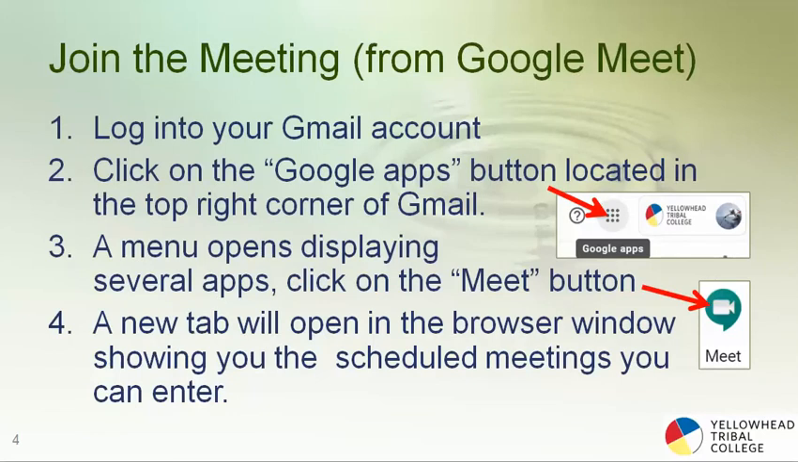To join a meeting from Google Meet itself, first, log into your Gmail account. Look in the top right corner for the Google Apps button and click on the button. Once the menu opens, look for the Meet icon and click on this button. A new tab will open, and in it you will see all the scheduled meetings you have for that particular day. Note also that this is where you can add an image to your account.